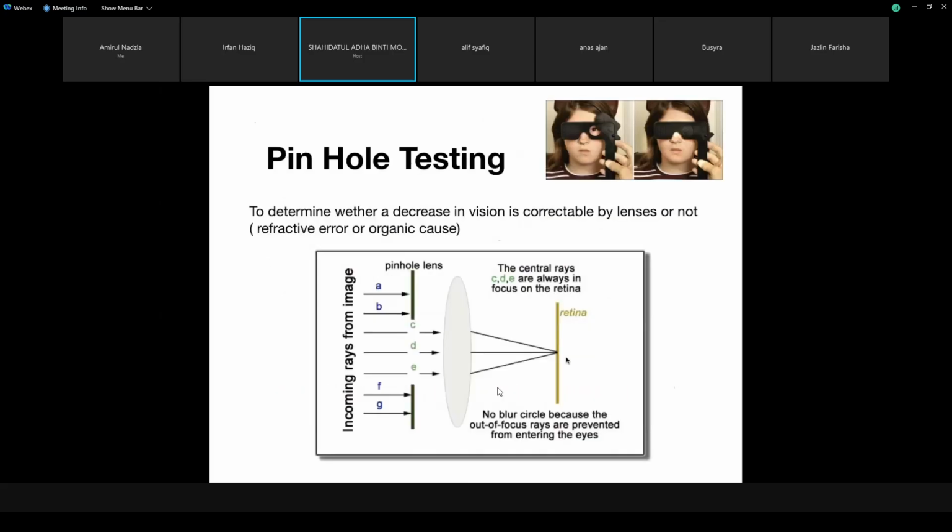Not on the retina, sorry, on the fovea. Because sometimes in some patients the pupil is 3 mm, 4 mm, slightly dilated. So in these slightly dilated pupils there will be aberrations. Aberrations will cause some astigmatism whatsoever. So we don't want that phenomenon to occur. So we use this pinhole testing to abolish every aberration. So what we get is the very nice parallel light that falls onto the fovea.